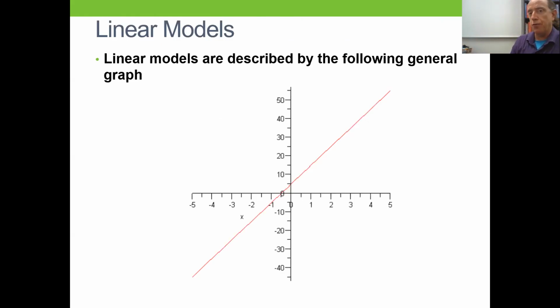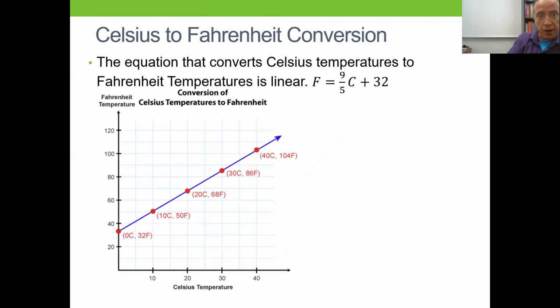Linear models, starting out with linear, their graph is a straight line, as you can see in the picture. That's just out of Maple; I generated the graph in Maple and cut and pasted it. But I was able to find some more specific examples.